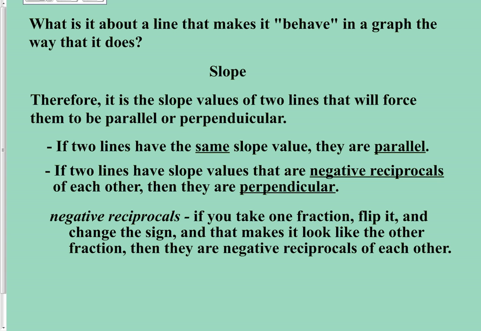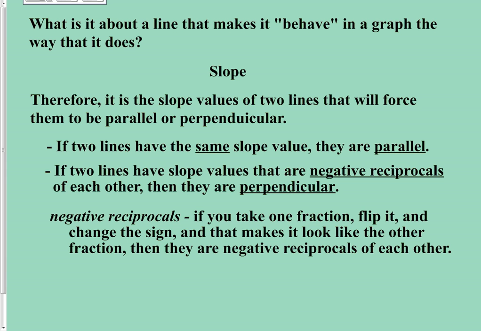But if they want to intersect and form a right angle at that intersection, so they will be perpendicular, then their slopes must be negative reciprocals of each other. And that means take one of the slope values, examine it, and go, okay, if I took this slope value and I changed its sign and turned it upside down, would that make it look exactly like the other slope value? If it does, then congratulations, you have perpendicular lines.